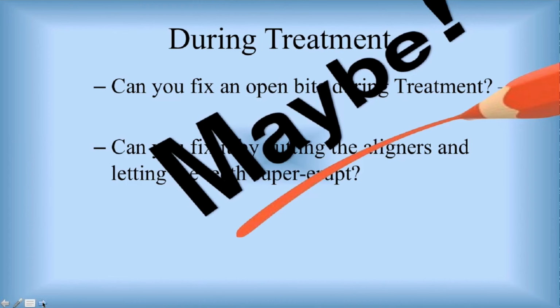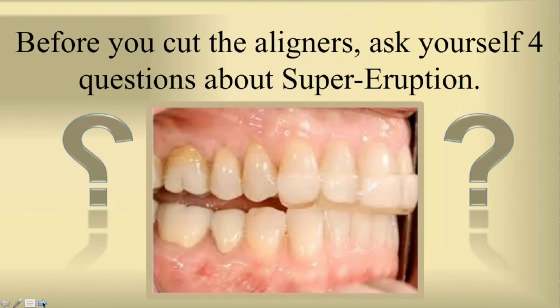Does it work all the time? Absolutely not. So, if you're thinking that a good idea is to cut off the back teeth, the ones that are not touching, and solve it that way, before you do that, I'm going to invite you to ask yourself 4 questions about supereruption. Now take a look at this photograph and you'll see that the doctor has cut off the aligners and left the aligners around only the front 6 teeth in hopes that those lower teeth will all migrate down into occlusion.